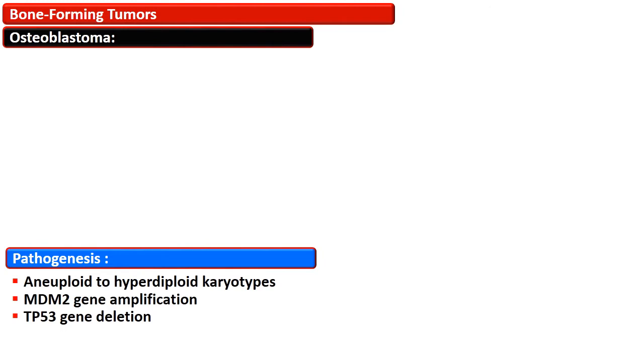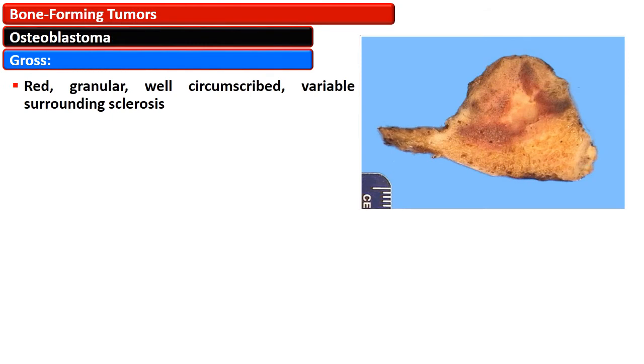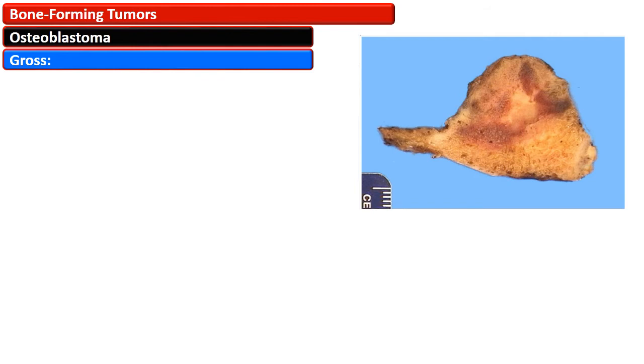The molecular pathogenesis of the osteoblastoma: there is an aneuploid to hyperdiploid karyotype, MDM2 gene amplification, and P53 gene deletion. The osteoblastoma has almost similar morphology, except the size is different. The nidus is more than 2 centimeters in osteoblastoma, and grossly there is a red granular well-circumscribed nidus, and there is variable surrounding sclerosis. This picture on the right is showing a spinal osteoblastoma with central nidus involving the pedicle.